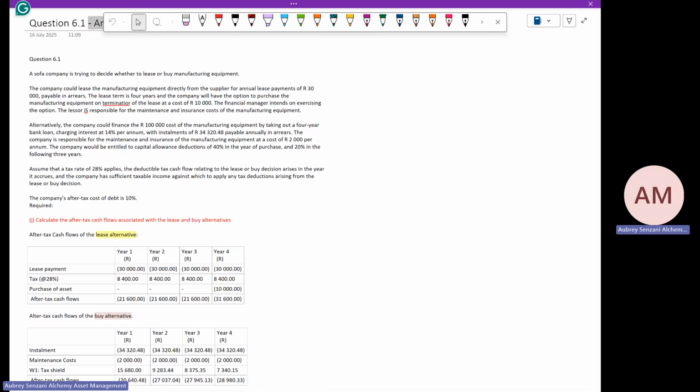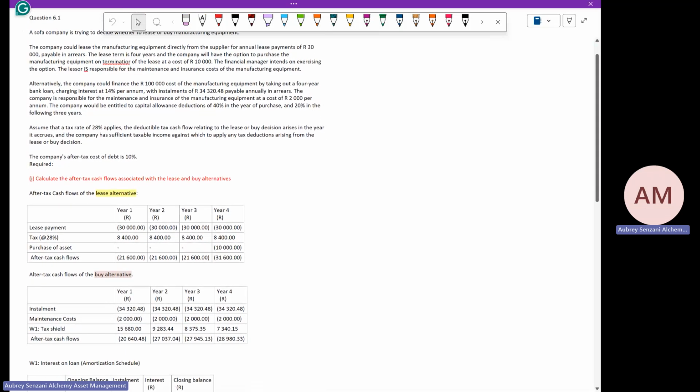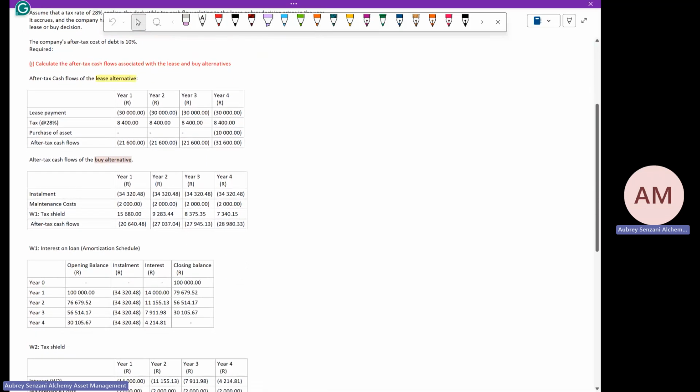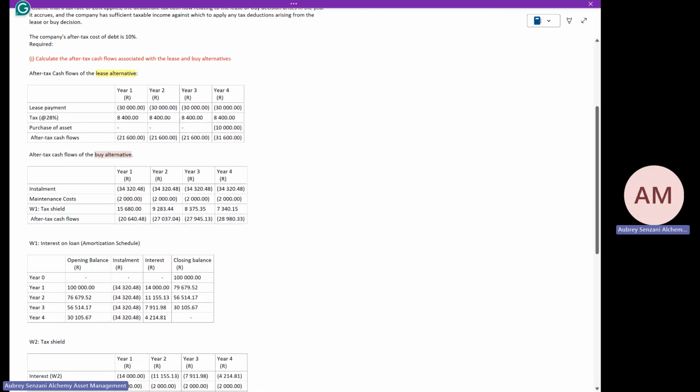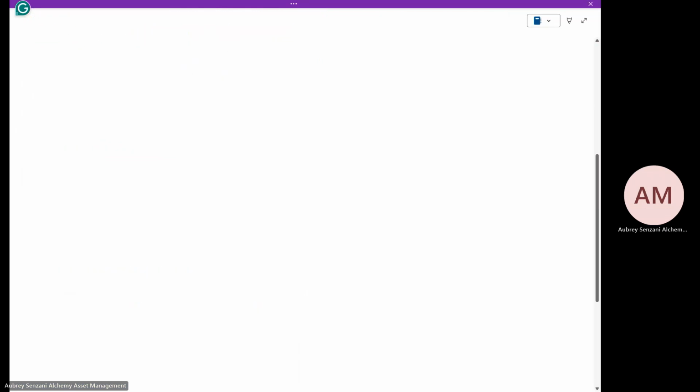Okay. The company's after-tax cost of debt is 10%, and we need that for both options, to calculate the present value of these cash flows. So how do we then approach this question? The first thing they asked us there, let me zoom in.